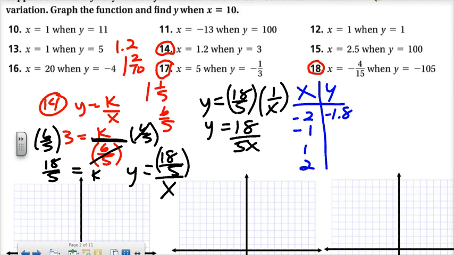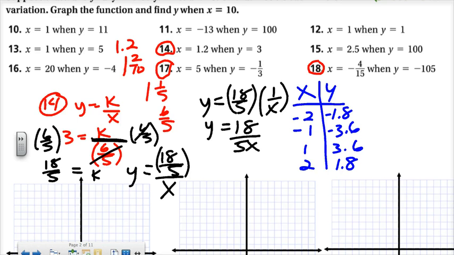And then we go on and try a -1 in there, and we have 18 divided by -5. And again, you might want to go ahead and put that in as a decimal, -3.6. Go ahead and put a 1 in there, so this time it'll be 18 divided by +5, and you see the symmetry. Put a 2 in there, and you have 18 divided by 10, which is 1.8.